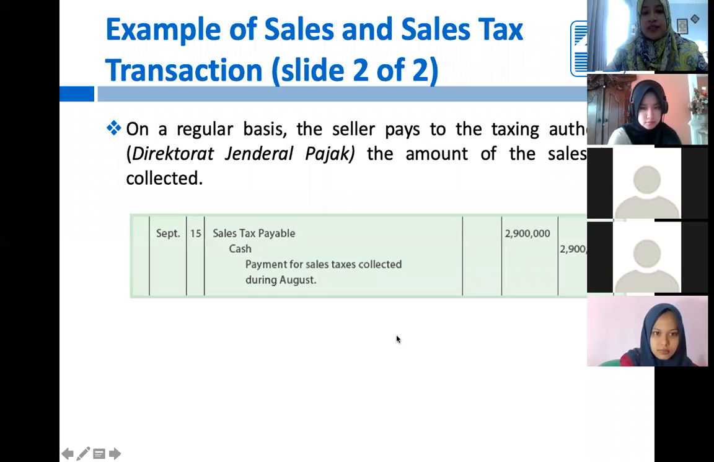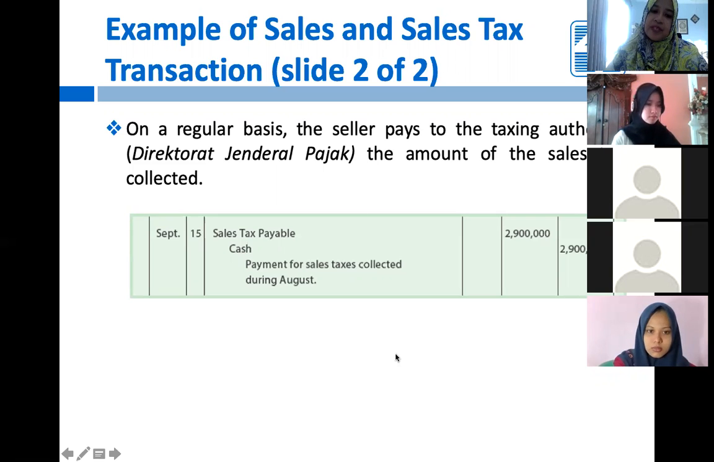Later on, the company would pay the tax to the government, basically to the DJP, Direktorat Jenderal Pajak. So they would debit the sales tax payable and then credit cash for the payment of sales tax collected from the customers. So it's not the merchandising business that is paying the tax. We are paying the tax, but it is facilitated by the merchandising business.